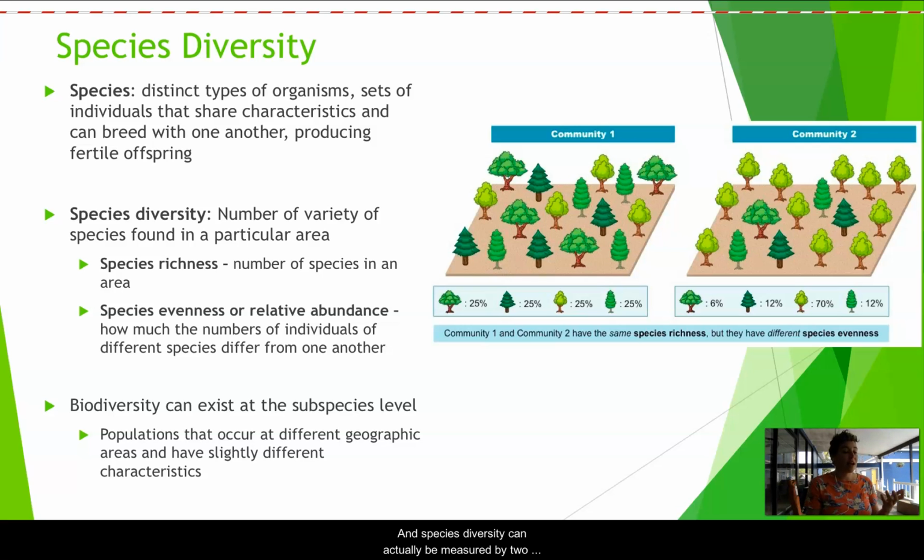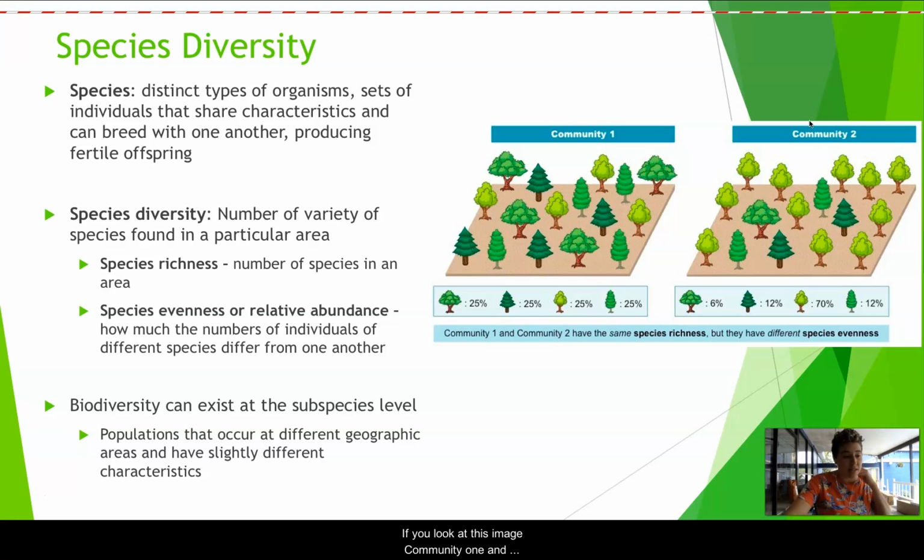And species diversity can actually be measured by 2 different measures. One is species richness, which is the number of species in a particular area, and the other is species evenness, or what we call relative abundance, which is how much the numbers of individuals of different species differ from one another. So what that means is if there are 4 different types of species in an area, and all 4 of those exist in the same amount, you have pretty even species relative abundance.